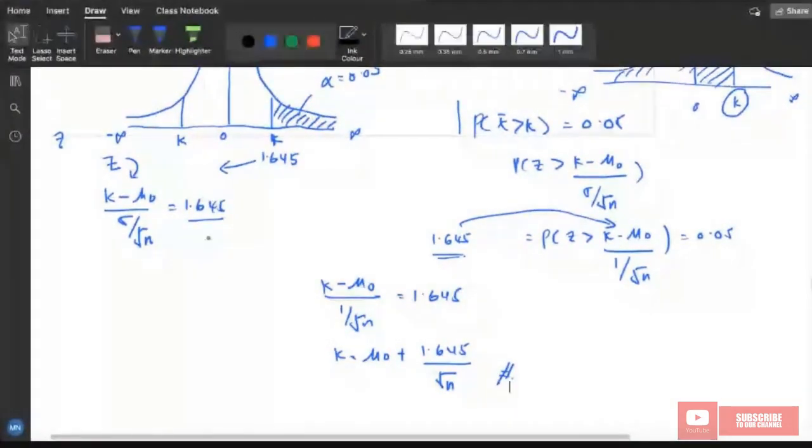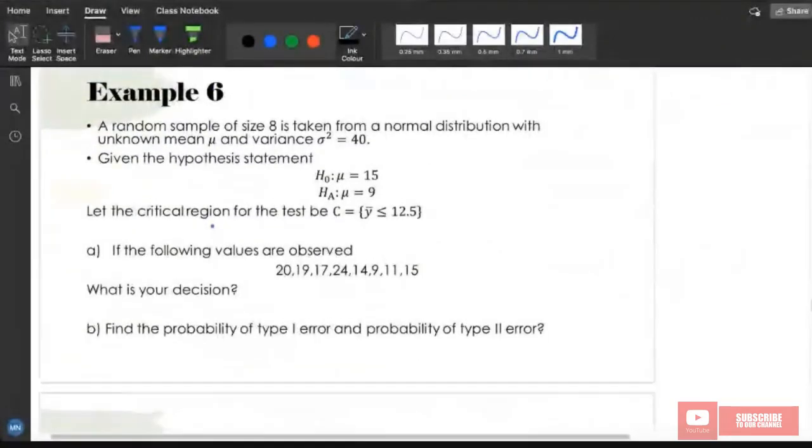Now we move to the next example. Example number 6. A random sample of size 8 is taken from a normal distribution with unknown mean mu and variance sigma squared equal to 40. Given the hypothesis statement, null hypothesis mu is equal to 15, alternative hypothesis mu equal to 9. Let the critical region be C, y bar less than 12.5.